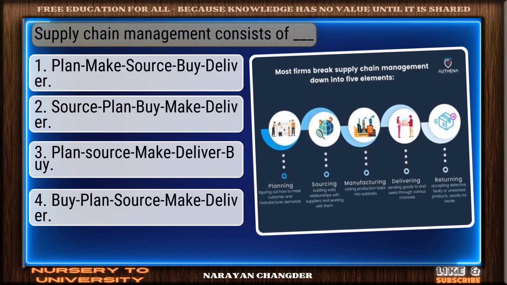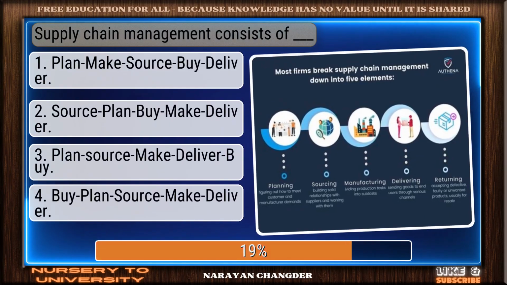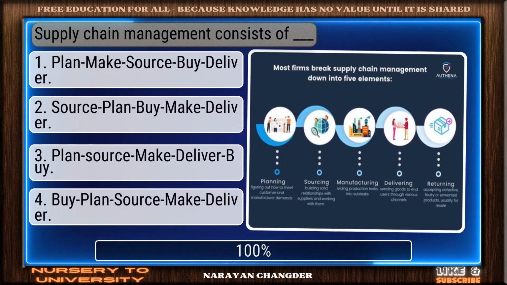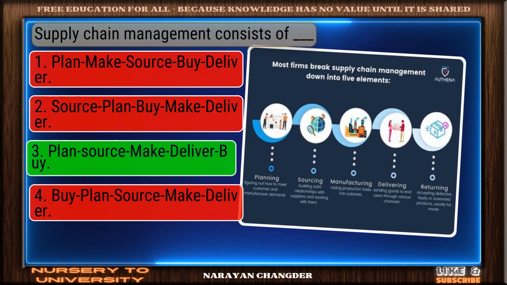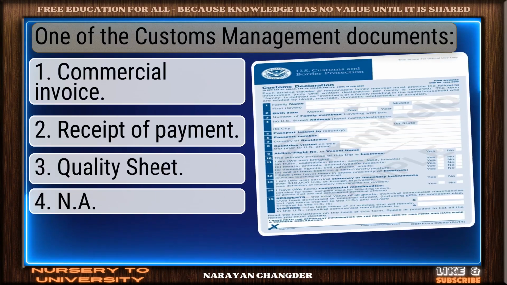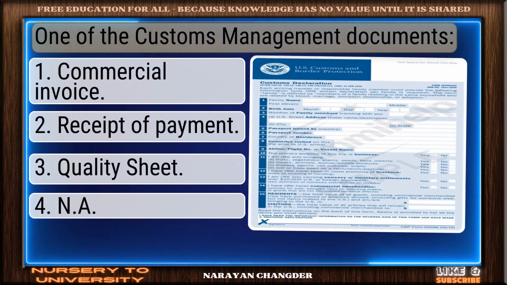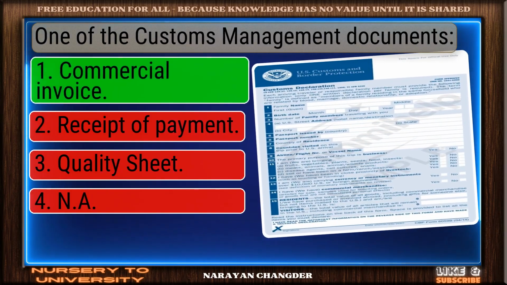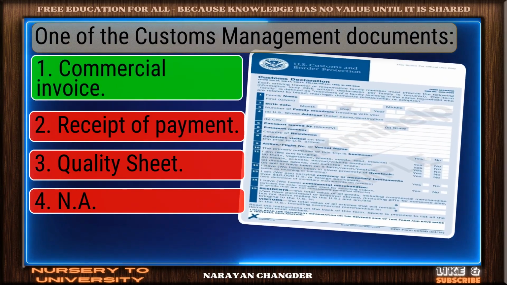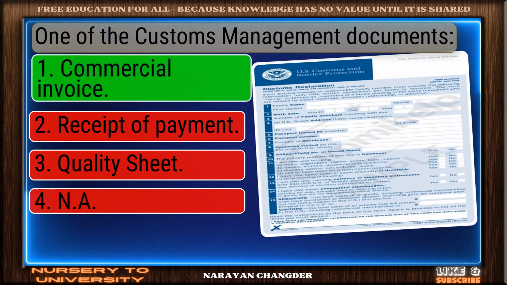Supply chain management consists of dash. Strong choice. Plan, source, make, deliver, buy is the right answer. One of the customs management documents. On track. Commercial invoice is the correct answer.